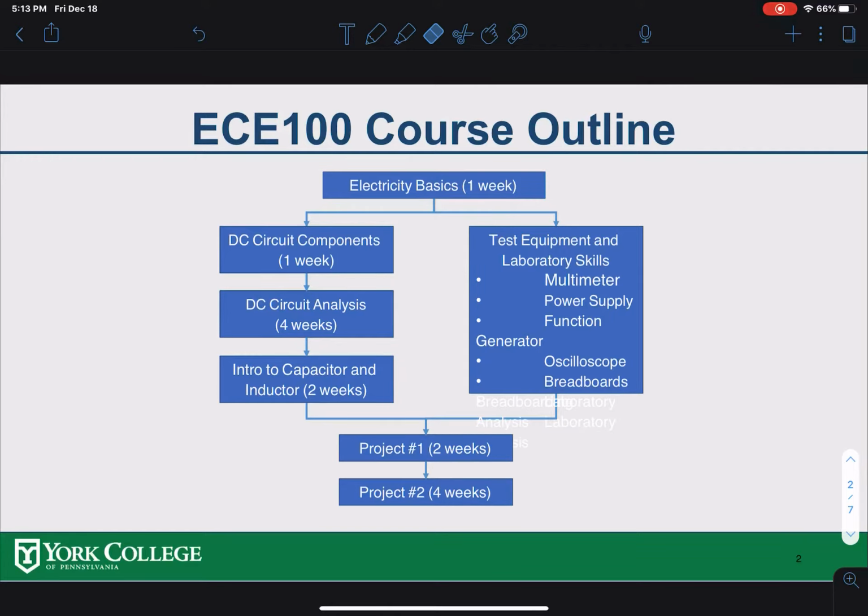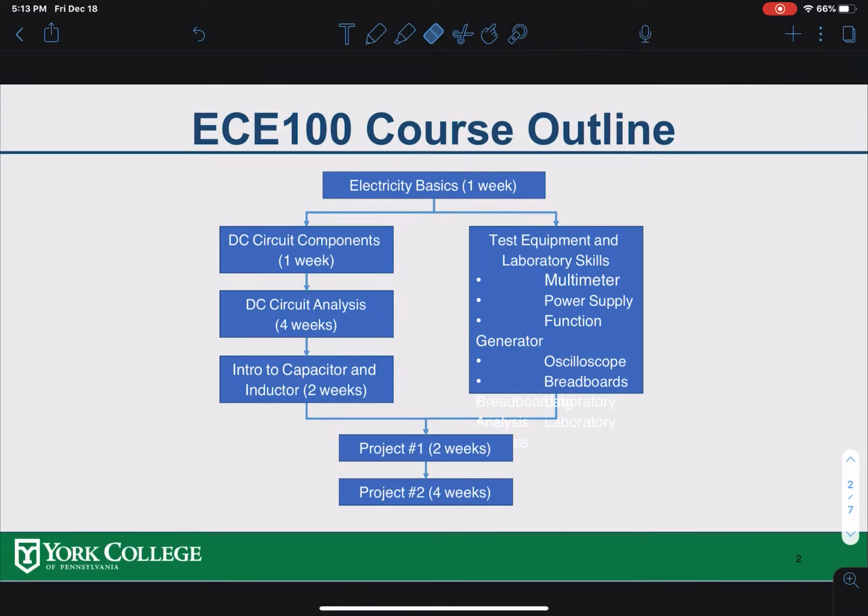Then we have 2 projects. As I said, we're going to try to put the knowledge together to build something useful. That will be project 1 and project 2. Project 1 is 2 weeks. Project 2 is 4 weeks. Project 1 is highly guided, and project 2 is basically open-ended. And I want to see your creativity, your imagination in that project.